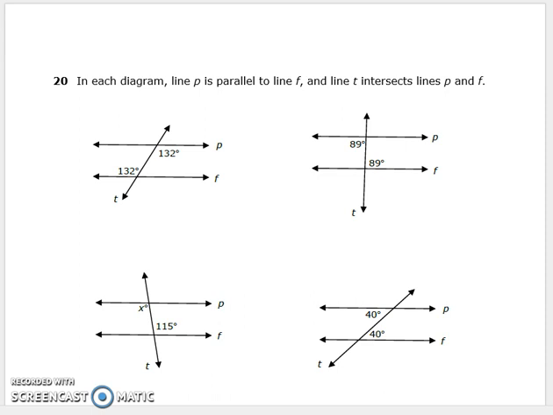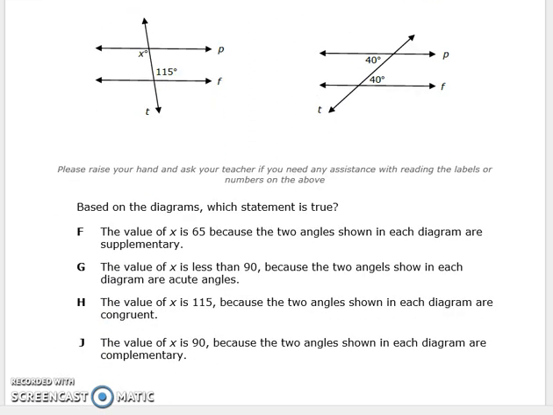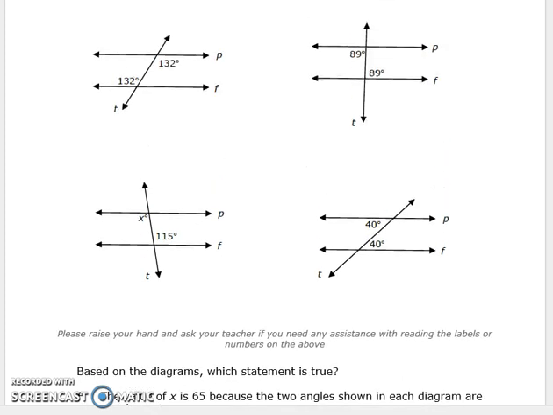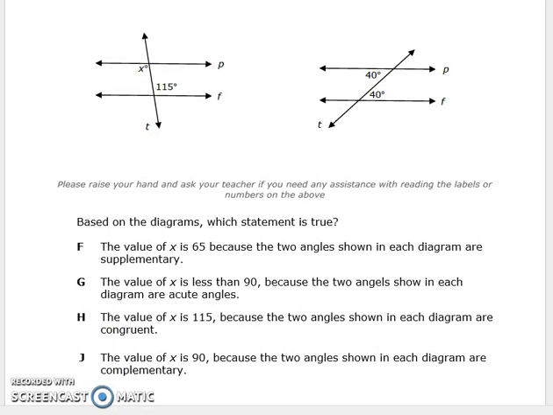In each diagram, line P is parallel to line F, and line T intersects line P and F. Based on the diagrams, which statement is true? F. The value of x is 65 because the two angles shown in each diagram are supplementary. G. The value of x is less than 90 because the two angles shown in each diagram are acute angles.